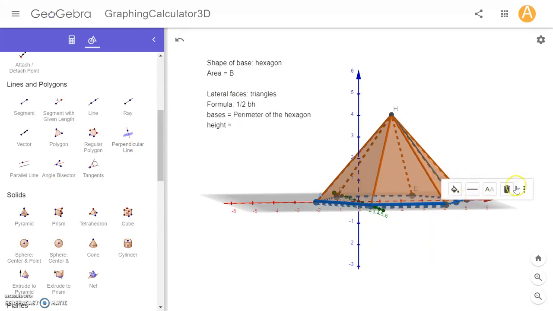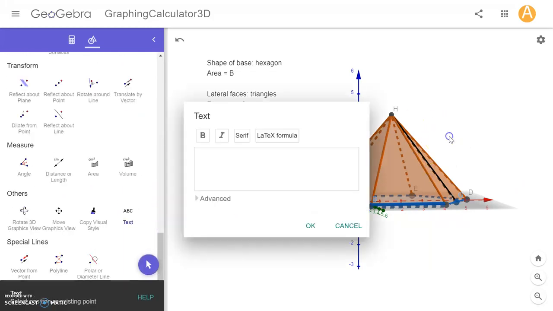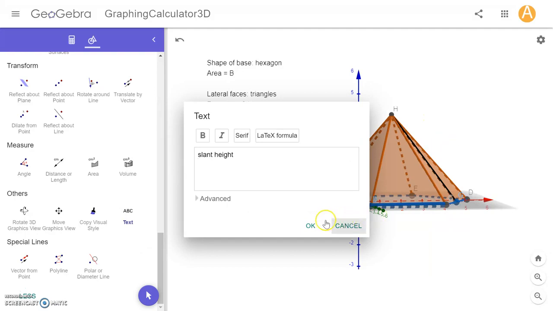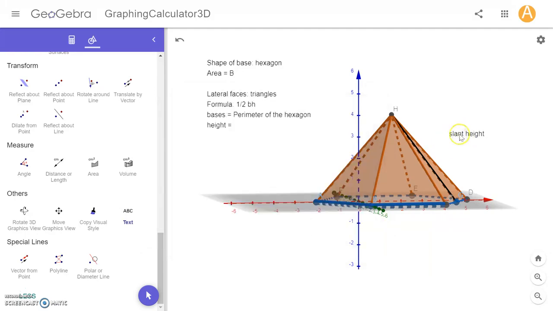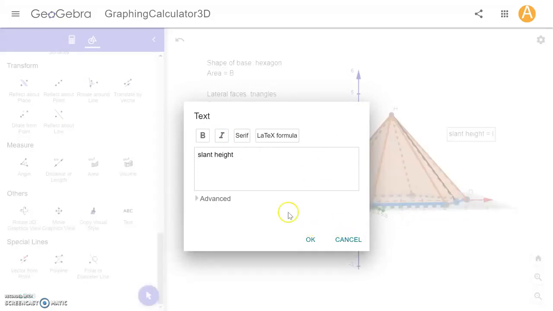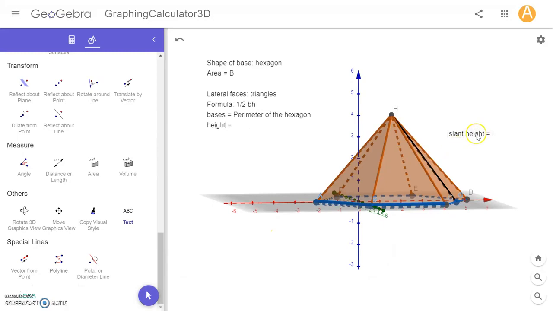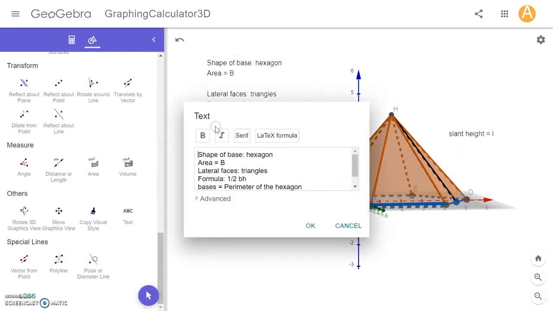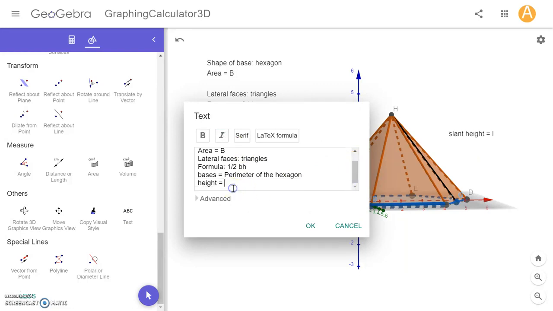We're going to call that segment the slant height. And we represent slant height with a lowercase l. When you're writing your slant height, you want to write it in cursive so that you can tell the difference between the slant height and a number 1. So we now know that the height of the triangles is our slant height. So our formula is going to be 1/2 Pl.